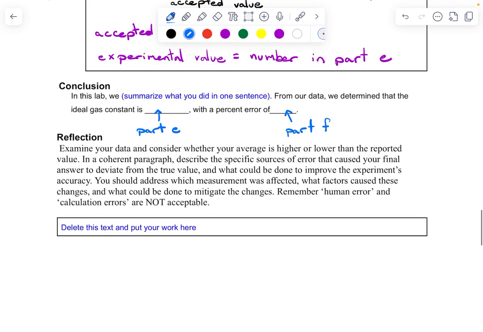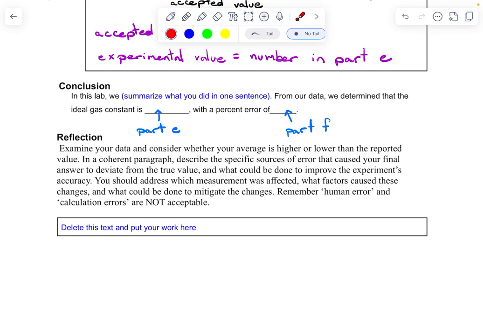And then reflections, I want you to talk about error. In general, I want you to talk about 3 different sources of error that might have occurred during the collection of your data. Do I want you talking about calculation error? No, I want you talking about what happened while you were doing the lab, all right? So things that you could fix in the future. I don't want to see no human error and no calculation errors. Those are not acceptable.